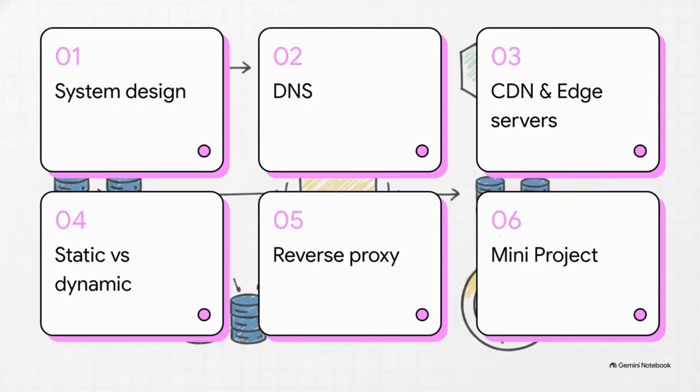Here is our roadmap for today. We've got day 7, system design, routing with DNS, CDNs, and edge servers, static versus dynamic content, reverse proxies explained, and finally, designing the mini project. We're essentially going to follow the chronological journey of a user request to see exactly how all of this connects.